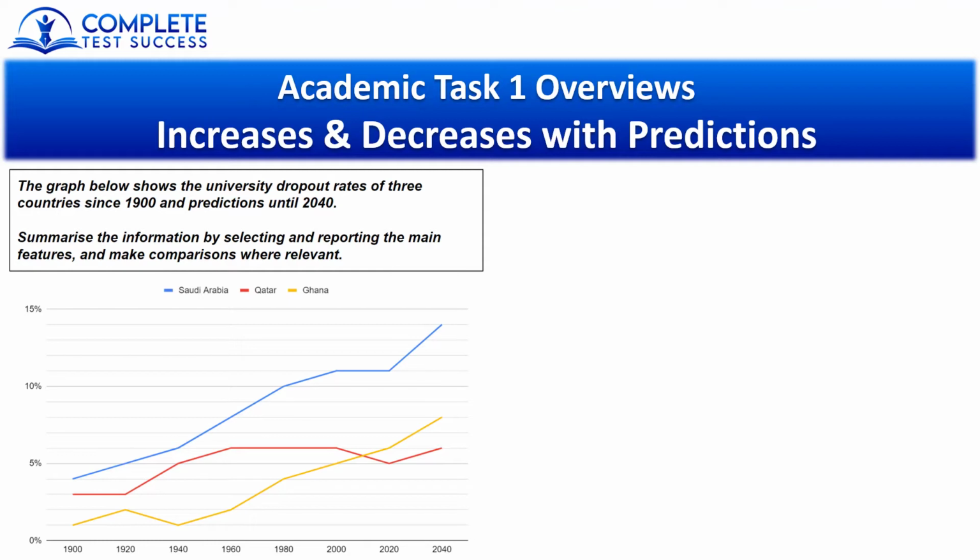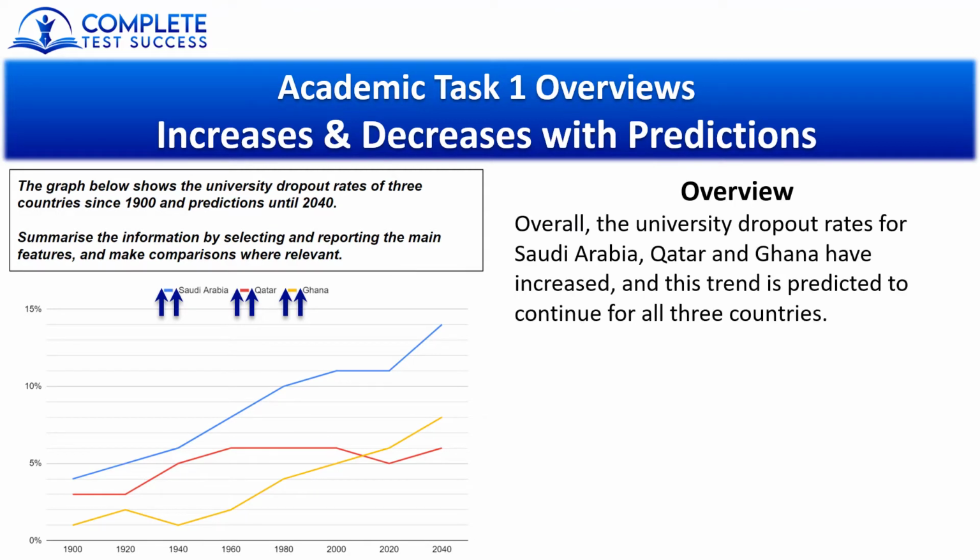In this question, looking from 1900 to the current year, I can see that the line for Saudi Arabia goes up, the line for Qatar goes up, and the line for Ghana goes up as well. And then I look from this year to the final year, 2040, and I can see that the line continues upward for each of the countries. So with that, let's look at the overview. Overall, the university dropout rates for Saudi Arabia, Qatar and Ghana have increased, and this trend is predicted to continue for all 3 countries. So as you've just seen, we do need to describe the predictions separately, but besides that, they're described in the exact same way.